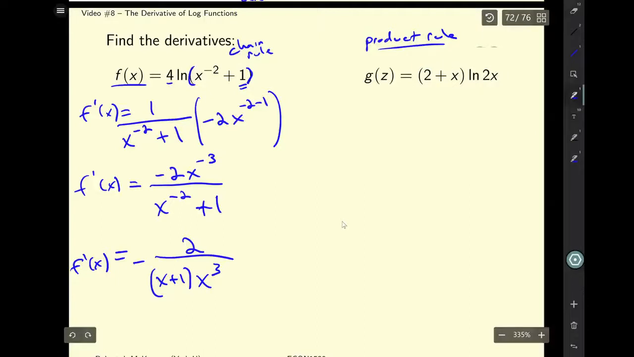Now, we want to find the derivative of g. Oh, it looks like we've got a z in here. I guess, well, let's just let that be an x. I'll fix that on the slides.